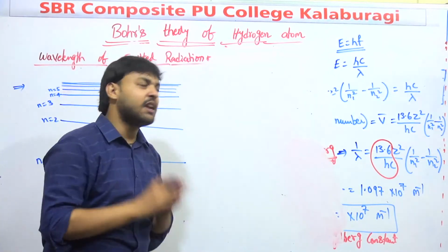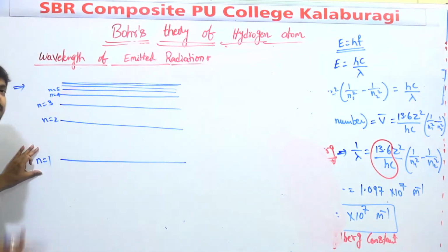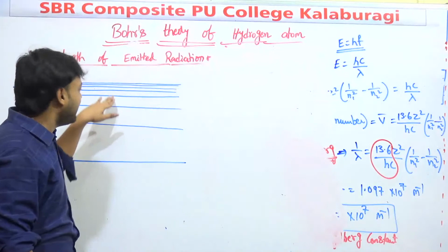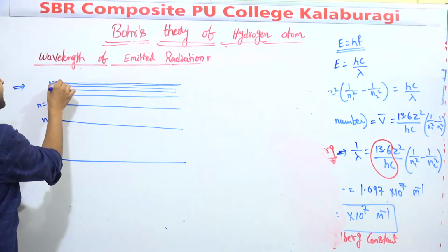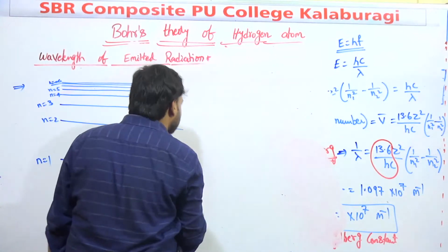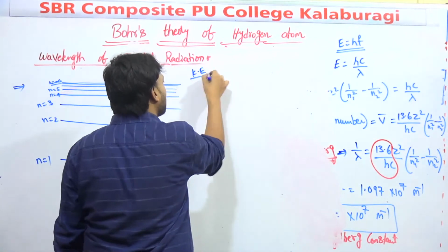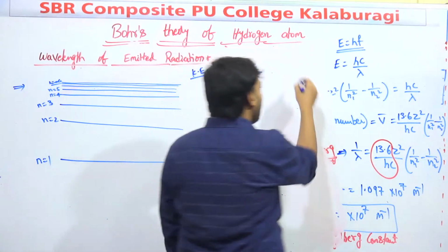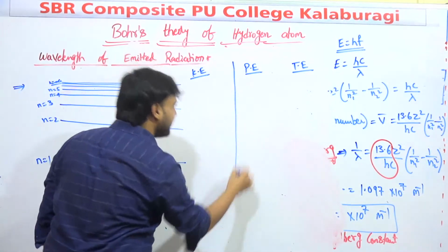Now what I want, try to take a question. Draw the tabular column, these are the lines and these are the orbit numbers. This is the first, ground state, then first excited state, second excited state, third excited state, and so on up to infinity. This line you can write as infinity. Now the first point: I want the kinetic energy of the electron, the potential energy of the electron, and the total energy of the electron at each and every orbit.